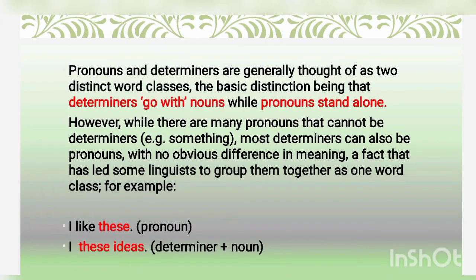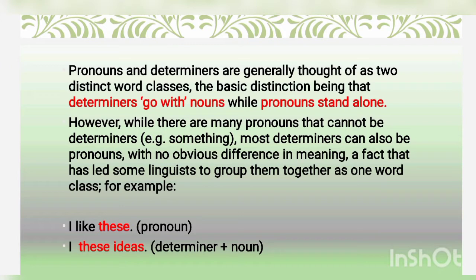Pronouns and determiners are generally thought of as two distinct word classes. The basic distinction is that determiners go with a noun, while pronouns stand alone. However, while there are many pronouns that cannot be determiners, for example, something, most determiners can also be pronouns, with no obvious difference in meaning. A fact that has led some linguists to group them together as one word class.